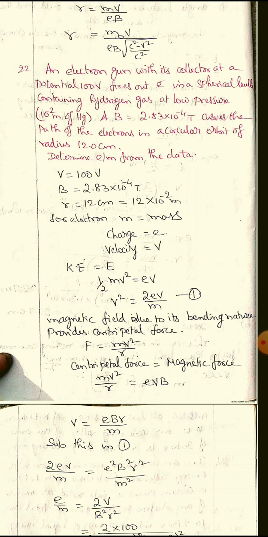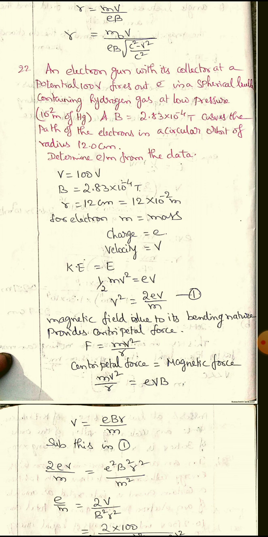The magnetic field, due to its bending nature, provides the centripetal force. So that will be mv squared by r. The centripetal force is equal to the magnetic force, so we equate these two things and get mv squared by r equal to evB. Keep this v on this side, and one v gets cancelled, so the remaining thing will be v is equal to eBr divided by m.